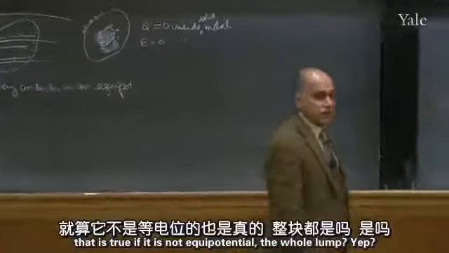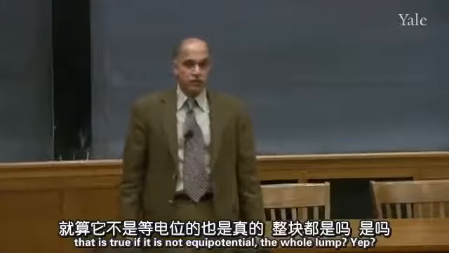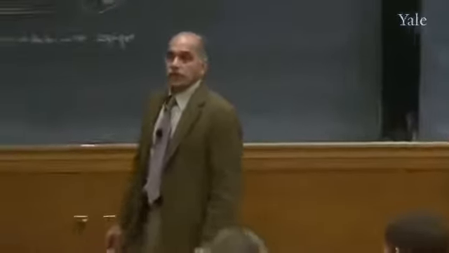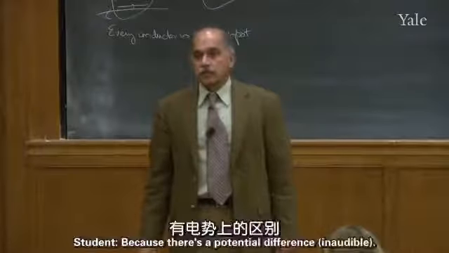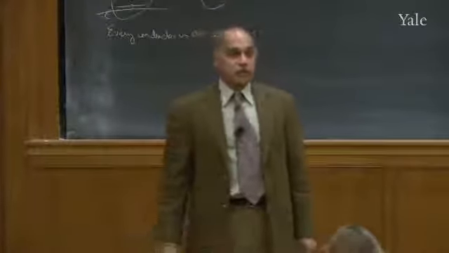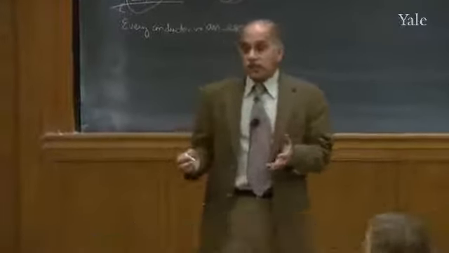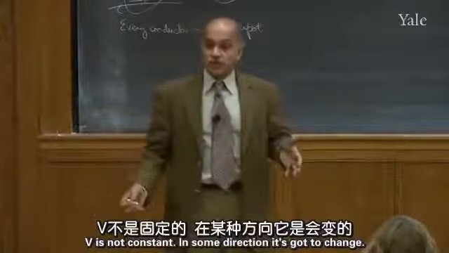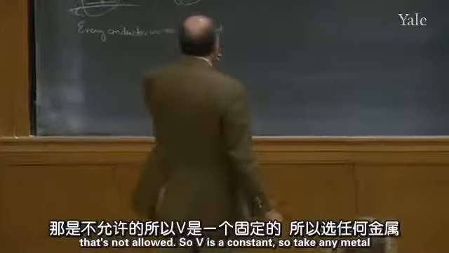If it is not equipotential, the whole lump. Yep. If it wasn't equipotential, then there'd be an electric field inside the conductor. And how do we know that? Because there's a potential difference. That's right. In other words, if you take the gradient, namely taking derivatives, you'll get a non-zero derivative because I'm telling you V is not constant. In some direction, it's got to change. There's an electric field in that direction, at least. But that's not allowed. So V is a constant.